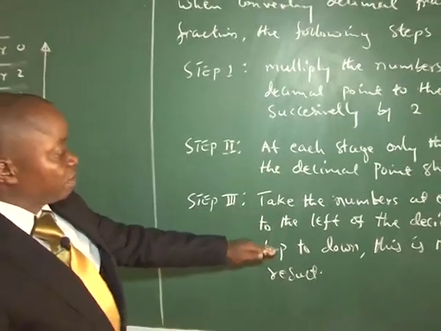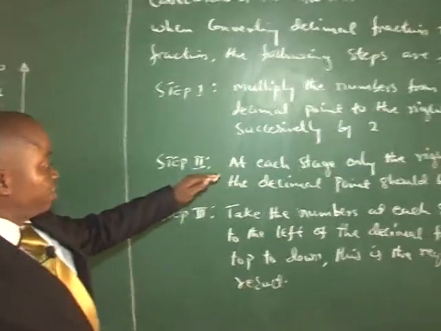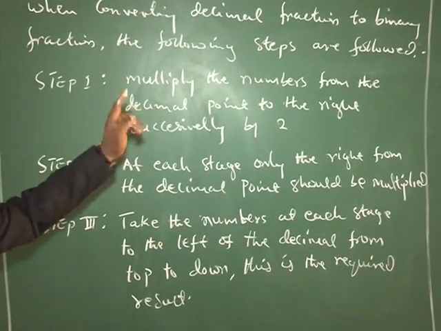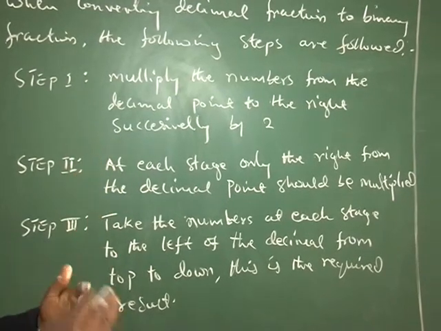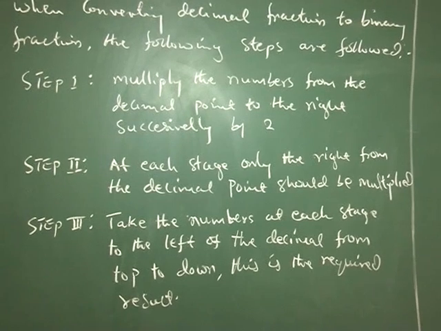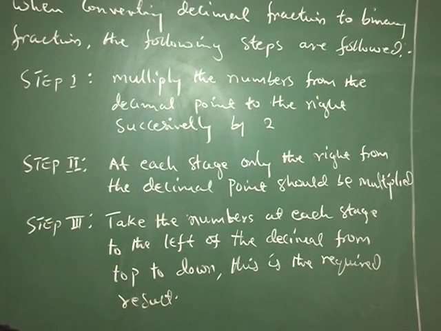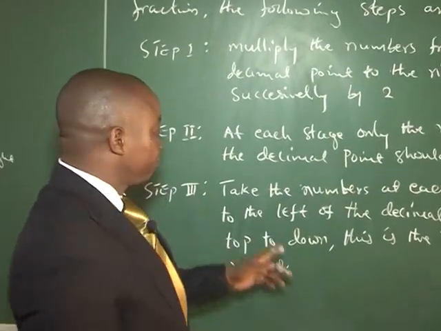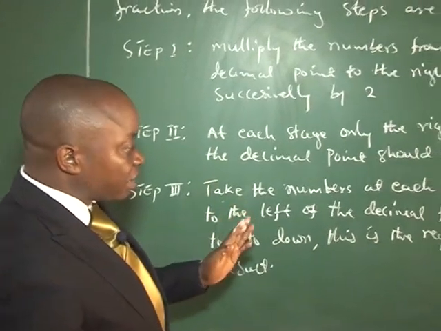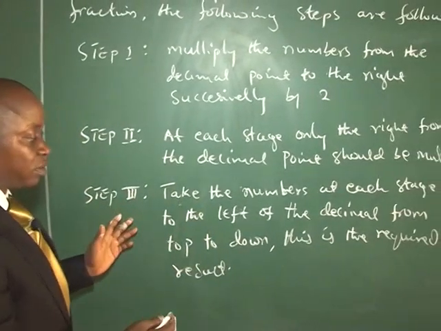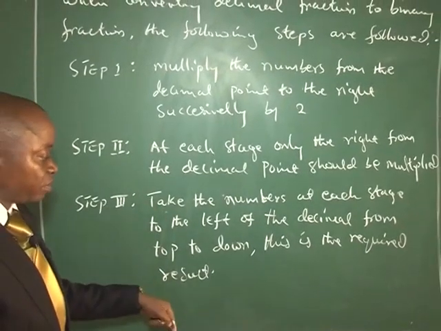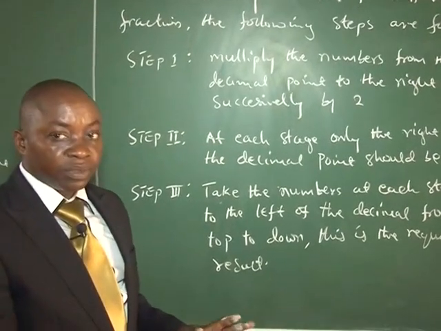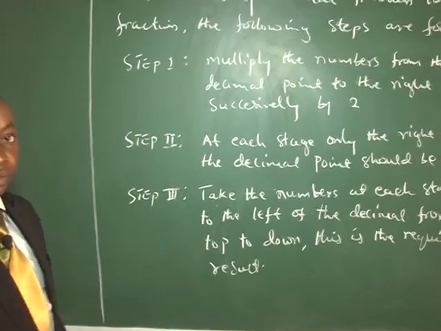So these are the steps that we can take. Step 1, multiply the numbers from the decimal point to the right successively by 2. At each stage, only the numbers to the right of the decimal point should be multiplied. Step 3, take the numbers at each stage to the left of the decimal point from top to down. This is the required result. Okay, so we are going to look at an example of it, so that we also see how it is done.